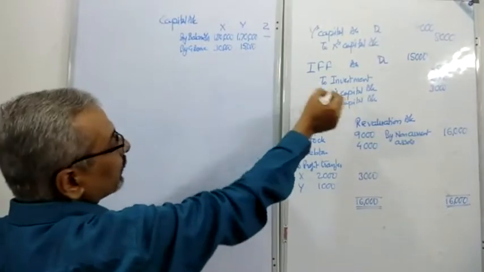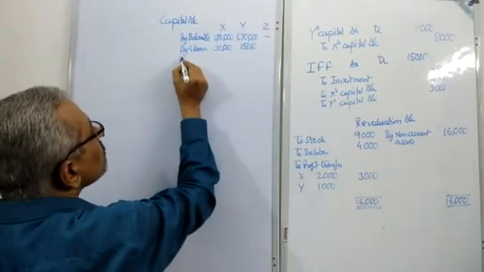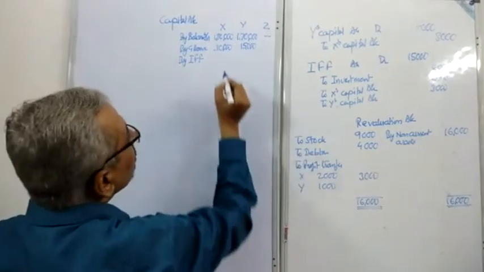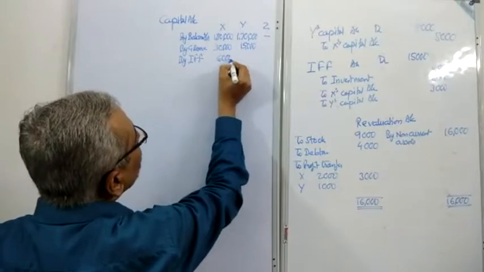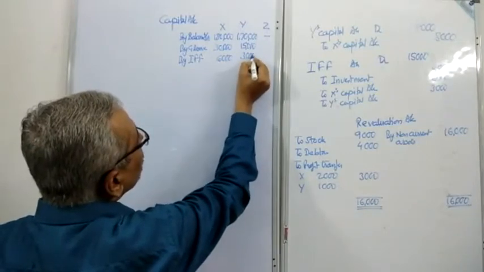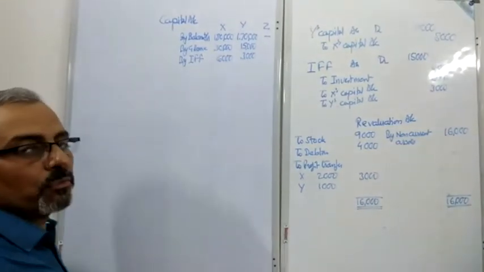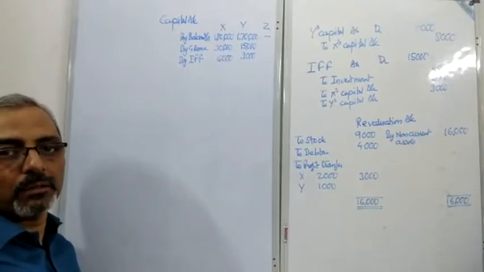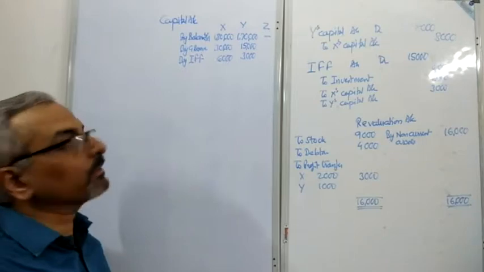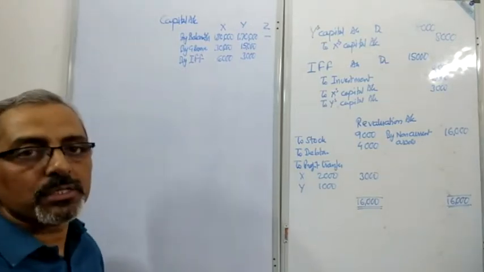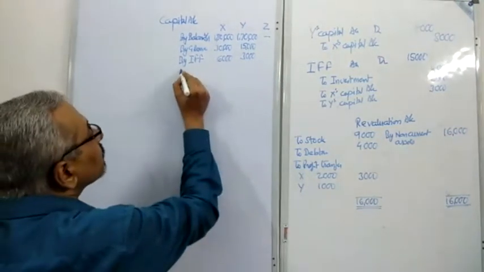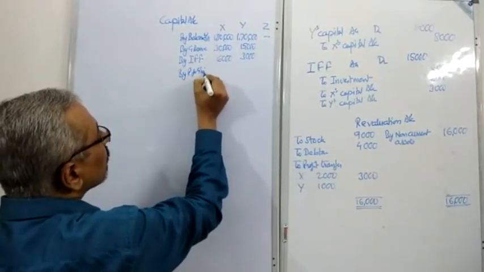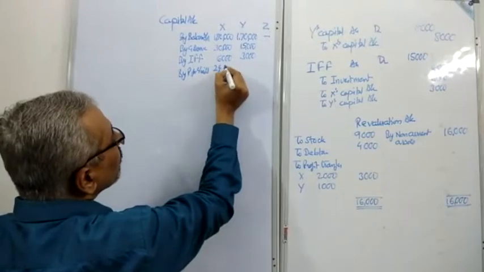After that, we'll do the entry for investment fluctuation fund. By investment fluctuation fund. See very carefully, 6,000 and 3,000 respectively. Next information which we have is the goodwill which was brought in by the new partner, and it was 24,000, and the only partner who sacrificed was X. Therefore, by premium for goodwill, 24,000.